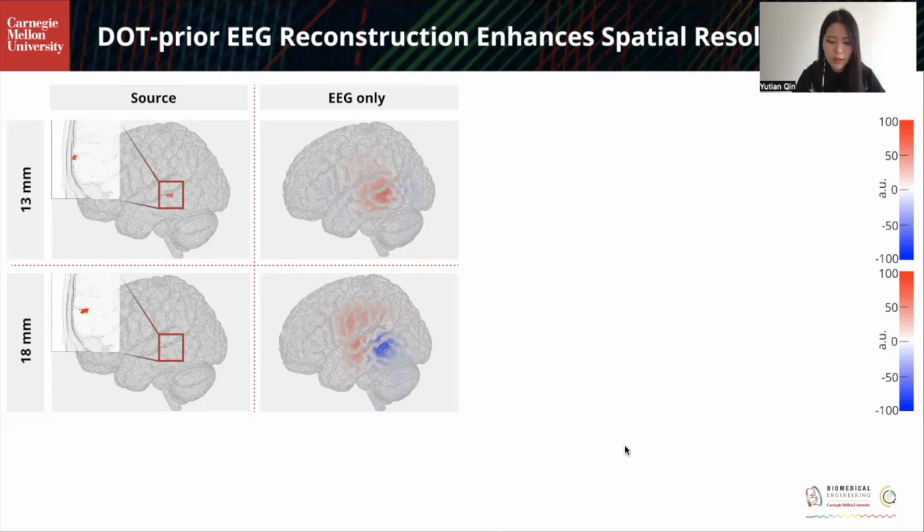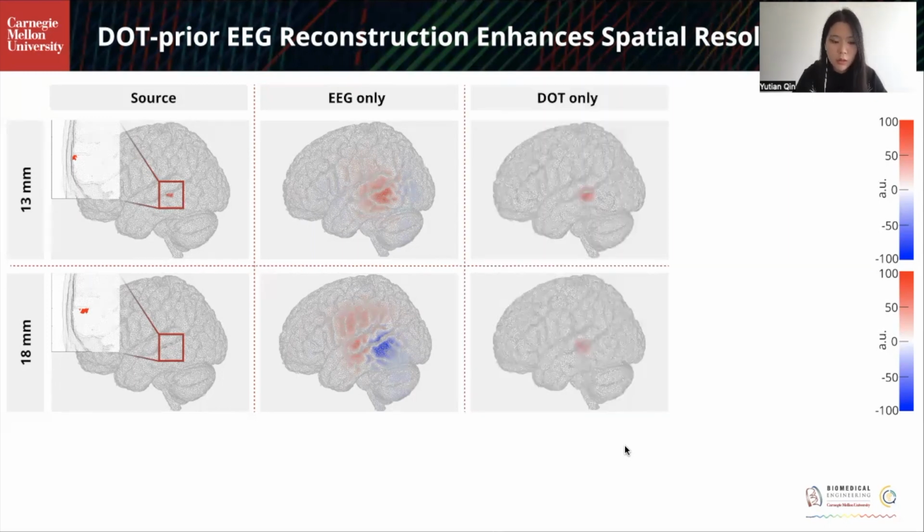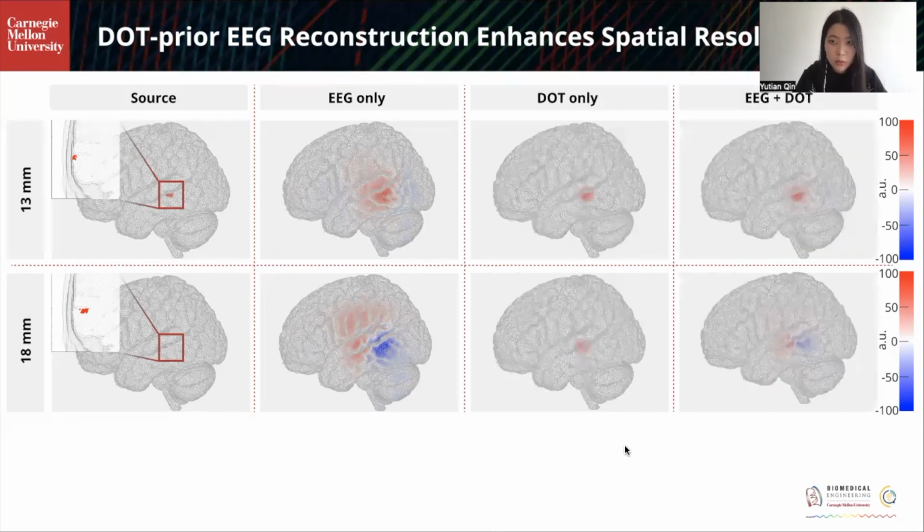But if we look at the DOT reconstruction, we can see that for both examples, the DOT reconstructions are more concentrated and can capture more depth information compared with the EEG reconstruction only. Combining the EEG and DOT reconstruction together, we can see that the joint reconstruction has higher spatial resolution as both of them are more concentrated and in the correct location, referring to the ground truth.